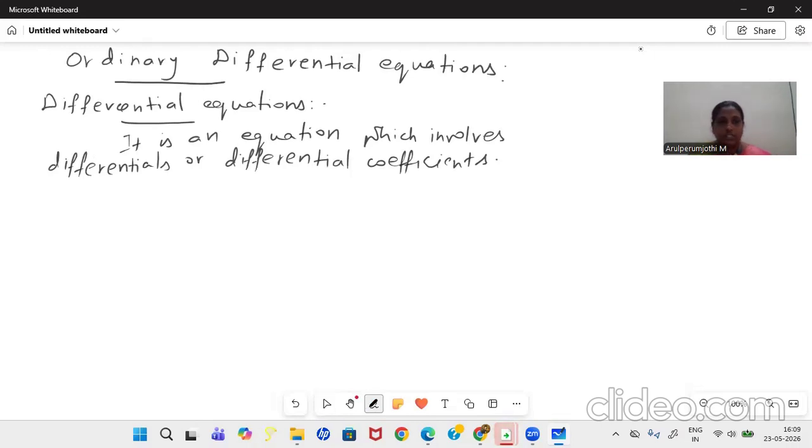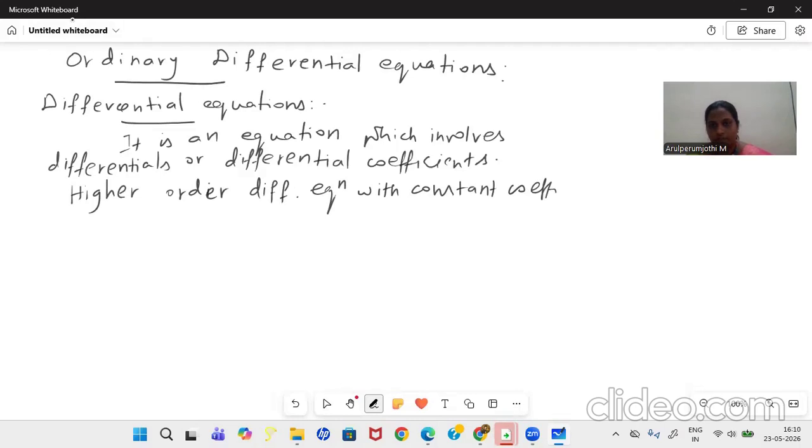Okay, so first we'll see higher order differential equations with constant coefficients. Okay, so there are two kinds of coefficients, one is constant, another one is variable coefficients. So how does the general equation look?